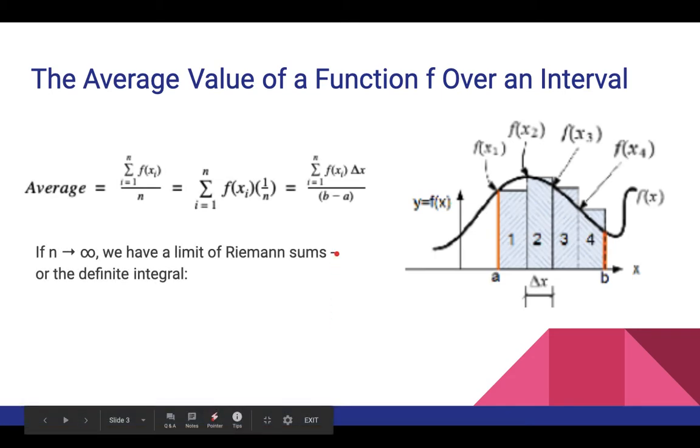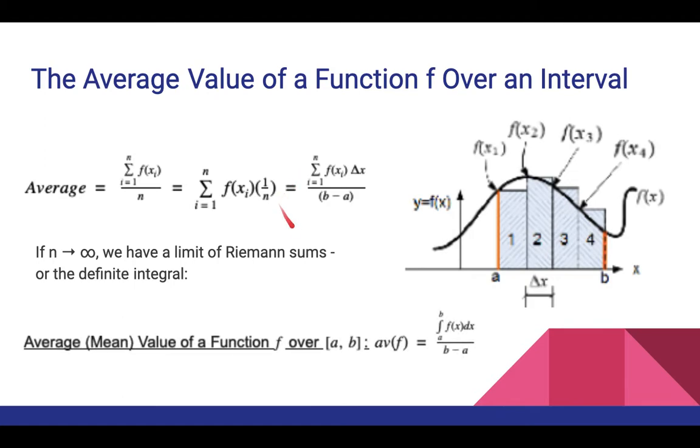So what we can take note of right here is that if we let the quantity of numbers n that we have in our data list go to infinity, aka we have an infinite amount of numbers in our data list, what we're going to have is a limit of Riemann sums, so the limit as n goes to positive infinity, which if you recall from Unit 4 is how we used to define the definite integral.